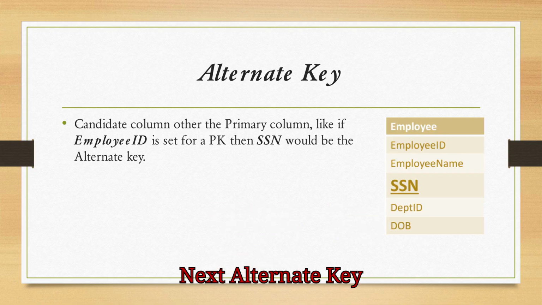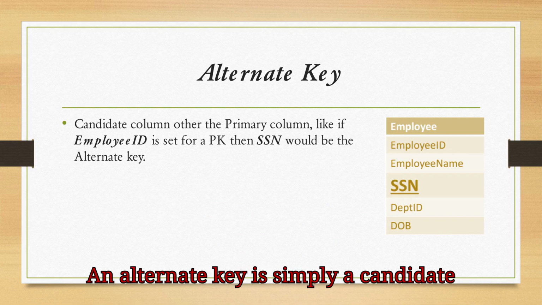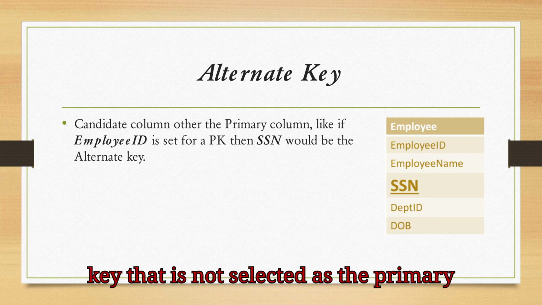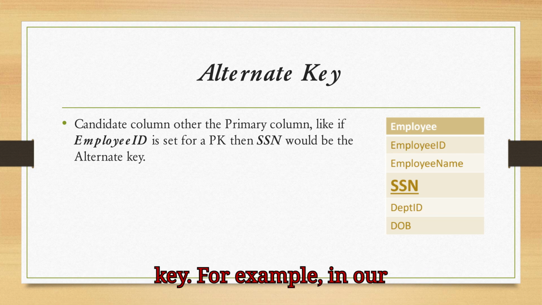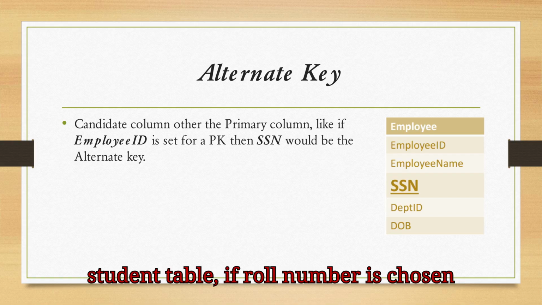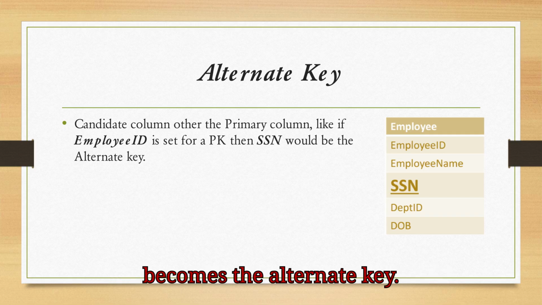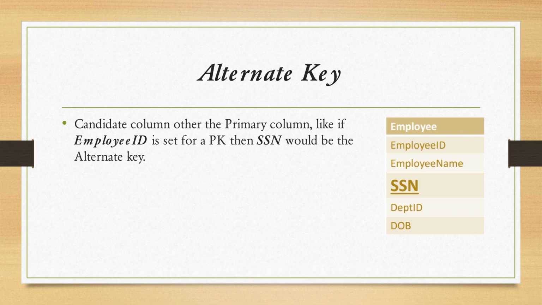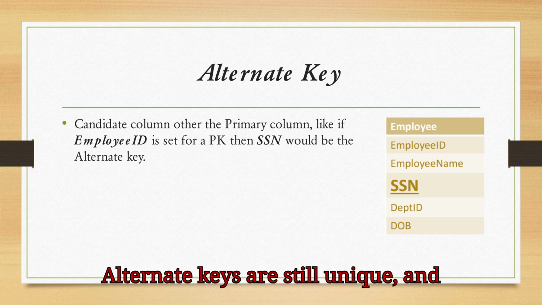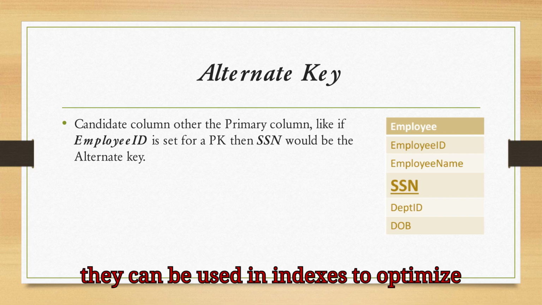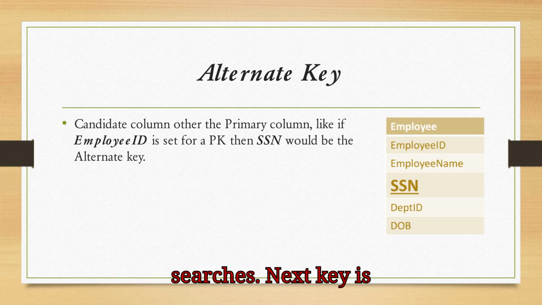Slide 7. Alternate key. An alternate key is simply a candidate key that is not selected as the primary key. For example, in our student table, if roll number is chosen as the primary key, Aadhaar number becomes the alternate key. Alternate keys are still unique, and they can be used in indexes to optimize searches.